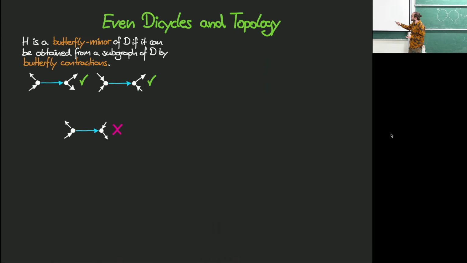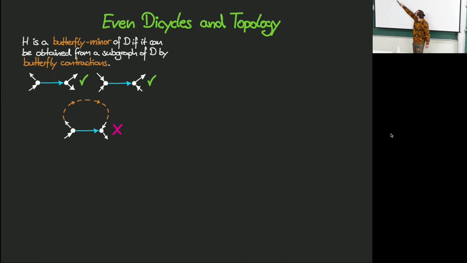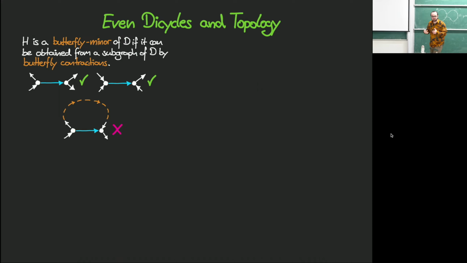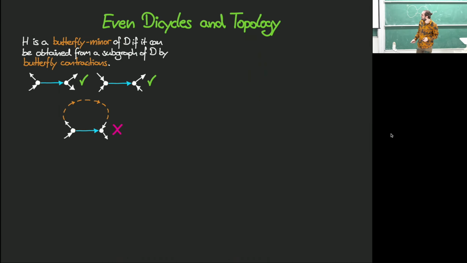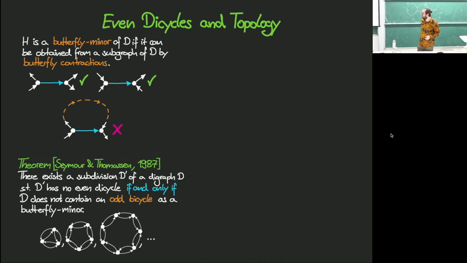And the reason is because I could have a path that starts in the tail, ends in the head, and by contracting the edge, I could make this into a cycle where there was no cycle before. This is a situation I want to avoid because I want to describe the structure of my directed cycles. So this is what a butterfly minor is, and here's the very first theorem that I am aware of that used butterfly minors. They didn't call it like this back when they proved the theorem.